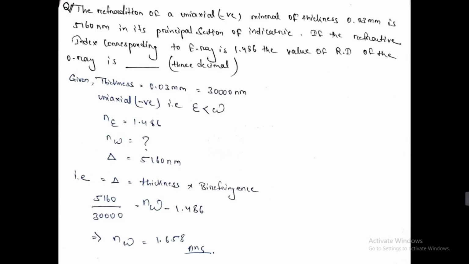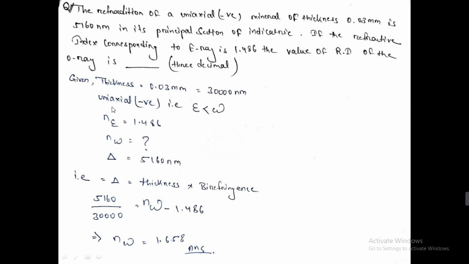In the given numerical, the retardation of a uniaxial negative mineral of thickness 0.03 micrometer is 5160 nanometer in its principal section of indicator. If the refractive index corresponding to E ray is 1.486, the value of refractive index of the O ray is dash. The answer is asked in 3 decimal places.